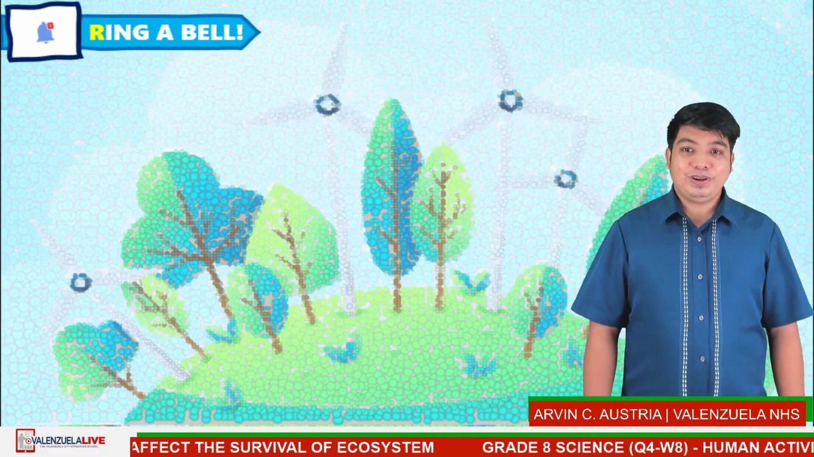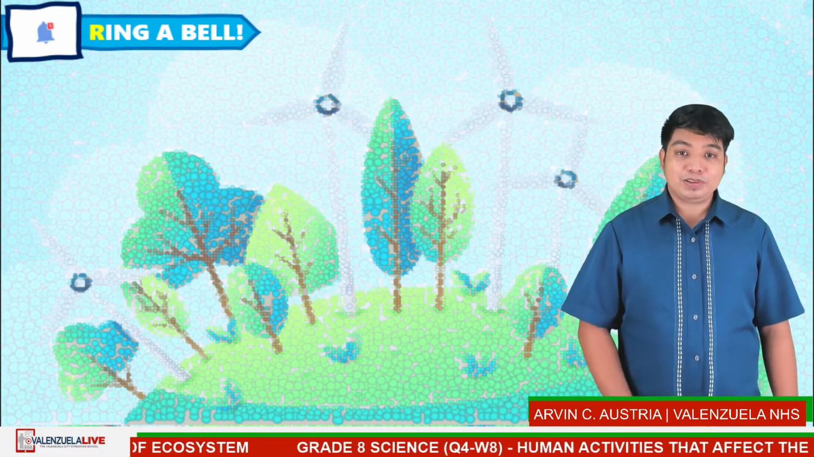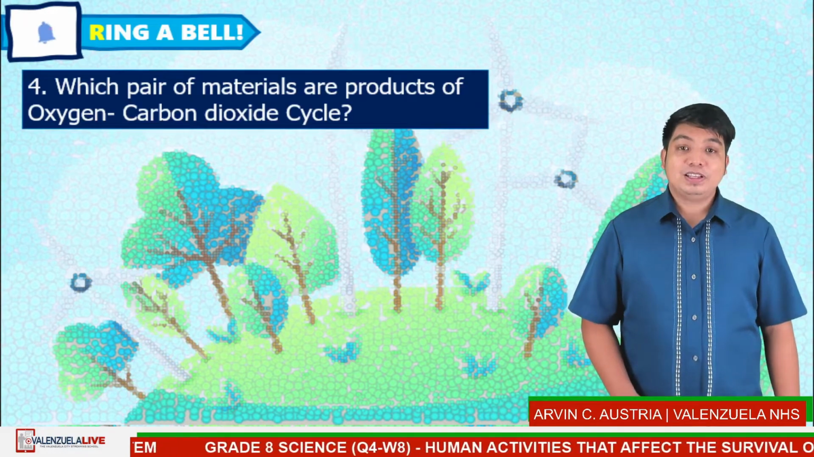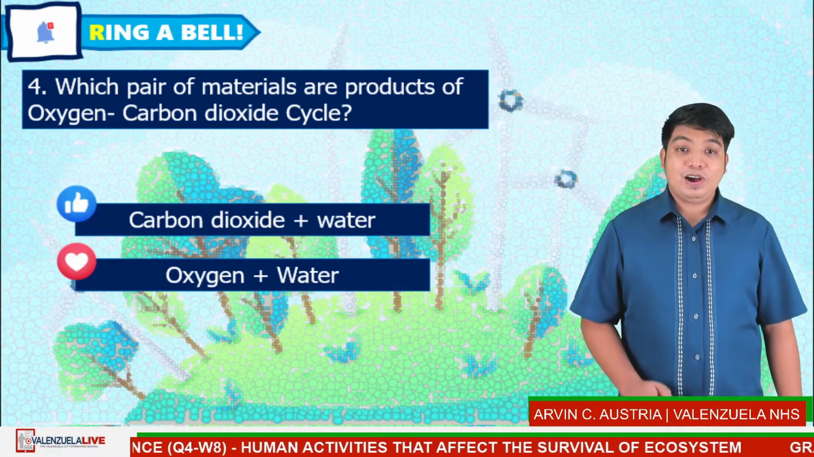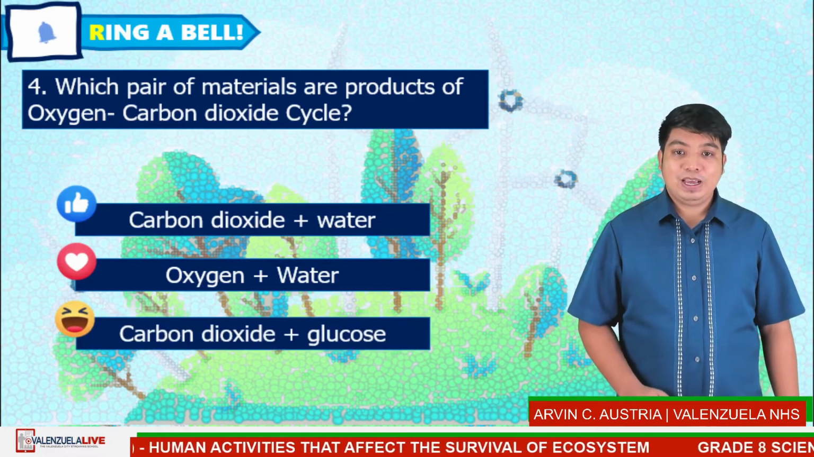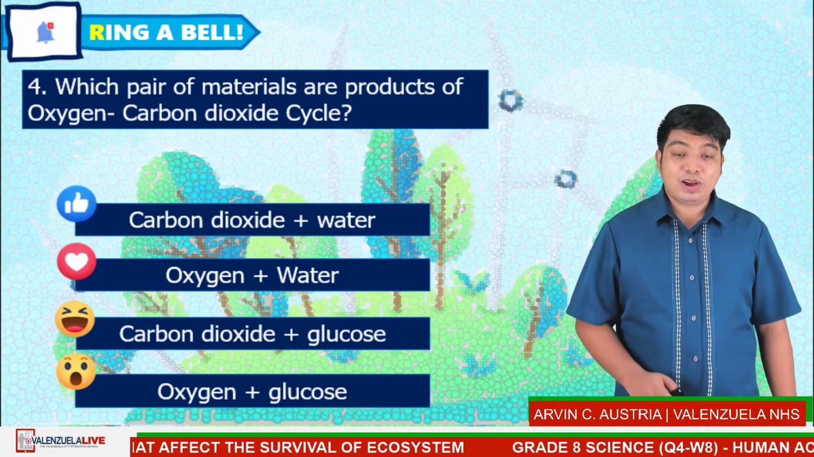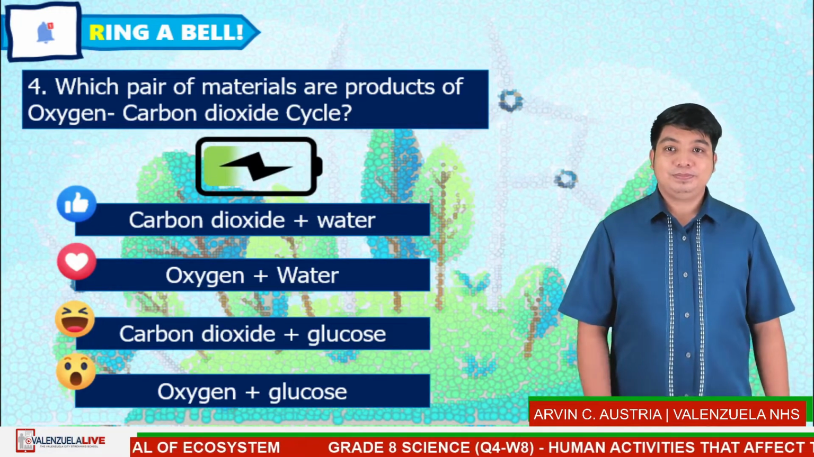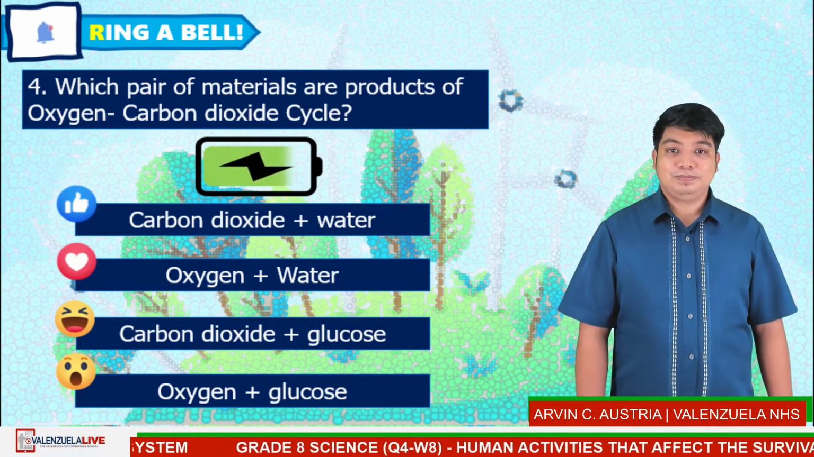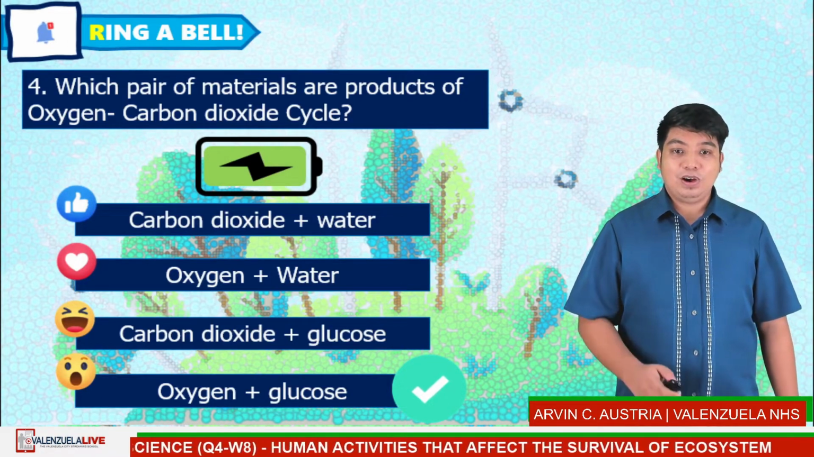Question number 4. Which pair of materials are products of the oxygen carbon dioxide cycle? Is it like carbon dioxide and water, heart, oxygen and water, carbon dioxide and glucose, wow, oxygen and glucose? You have 5 seconds. Time is up. The correct answer is oxygen and glucose.